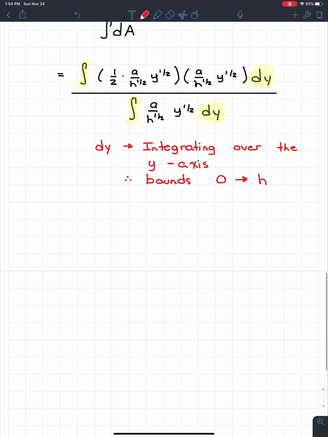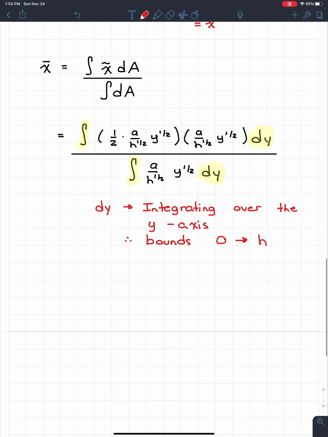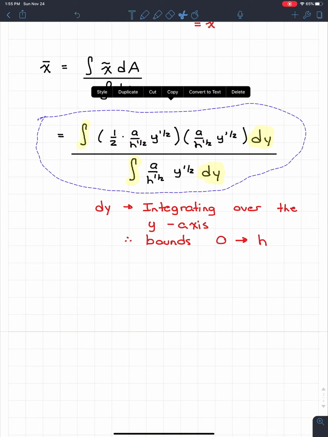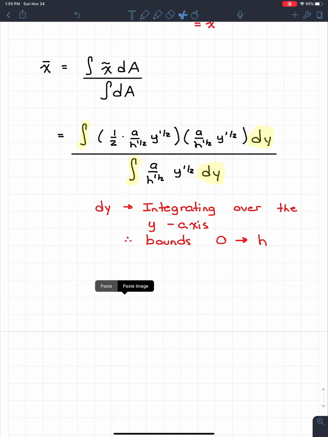So if we come up to my integral again, I'm going to just copy it. Actually, it'll probably be easier if I just try this. I'm learning new tricks on the iPad. It only took me till the end of the semester, but better late than never, I guess.